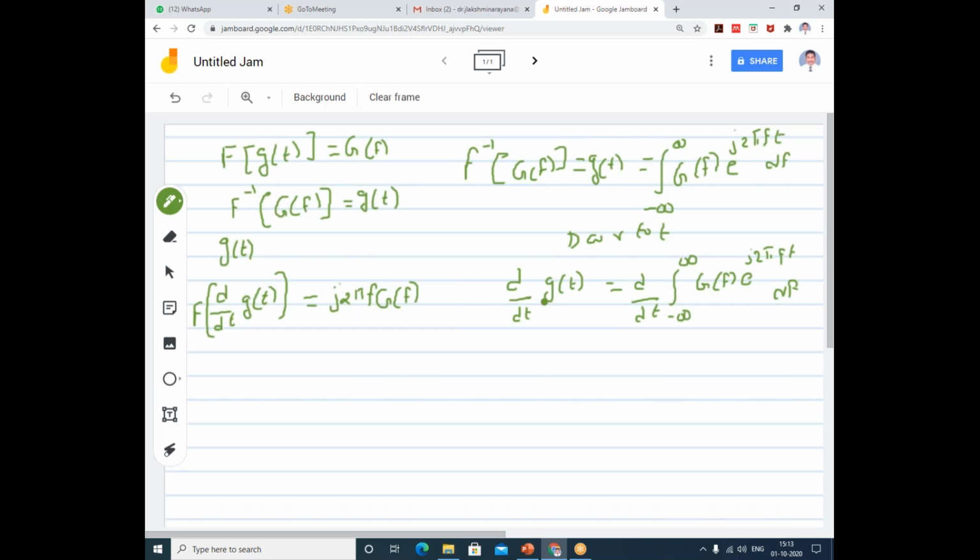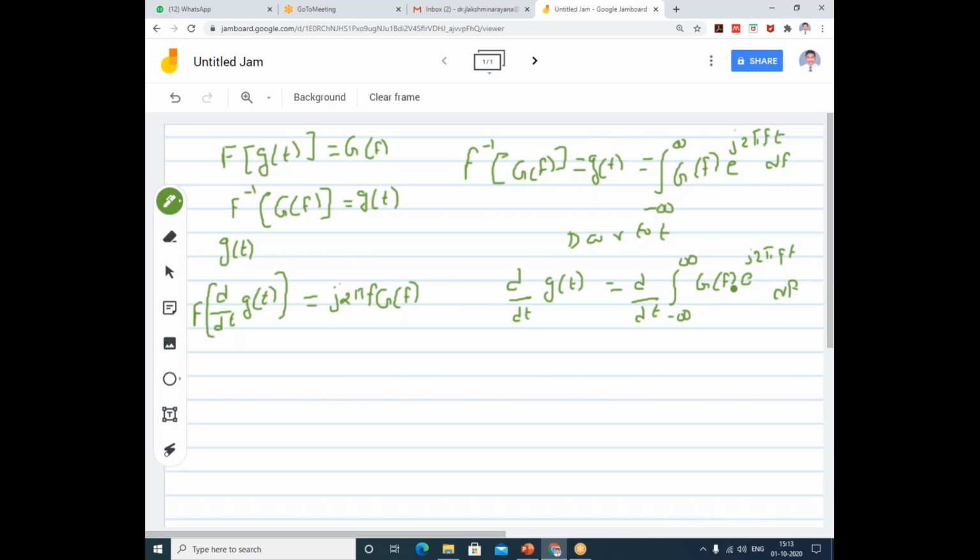Don't disturb the left side term. Keep that left side term as it is. Now check the right side term. If you observe this right side term, you are doing integration with respect to f, and you are differentiating with respect to t. For the time being, you keep this integral aside.